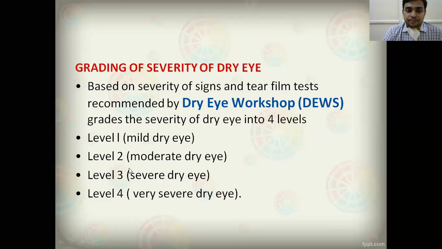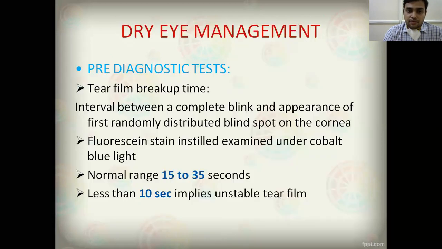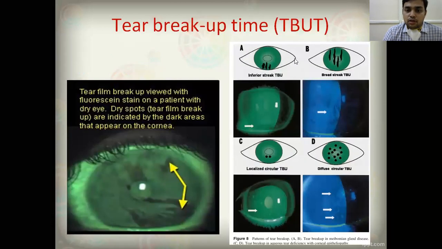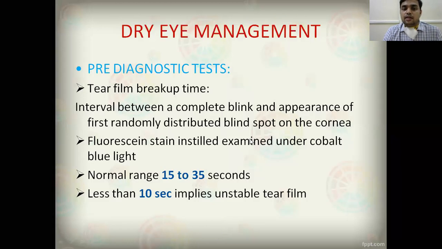So basically, what are the different tests we conduct to diagnose dry eye? First one is tear film breakup time. We instill fluorescent dye stain, and we observe the interval between the complete closure of the eyelids and the appearance of blind spots. The blind spots may be circular or streak-like. If it is less than 10 seconds, that implies unstable tear film and dry eye. If it is more than 10 to 15 seconds, it is normal.